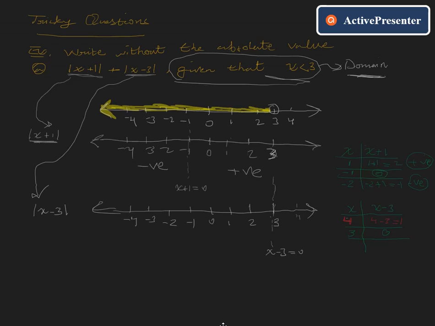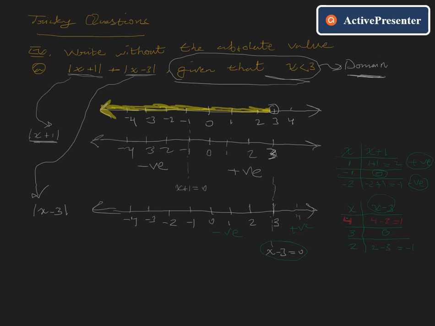Now, if we take values to the left of x equals 3, we are in the safe area. So to the left, let's say 2. 2 minus 3 is equal to negative 1. Okay, so here x minus 3 is positive, here it is negative, and at x equals 3 it is equal to 0.